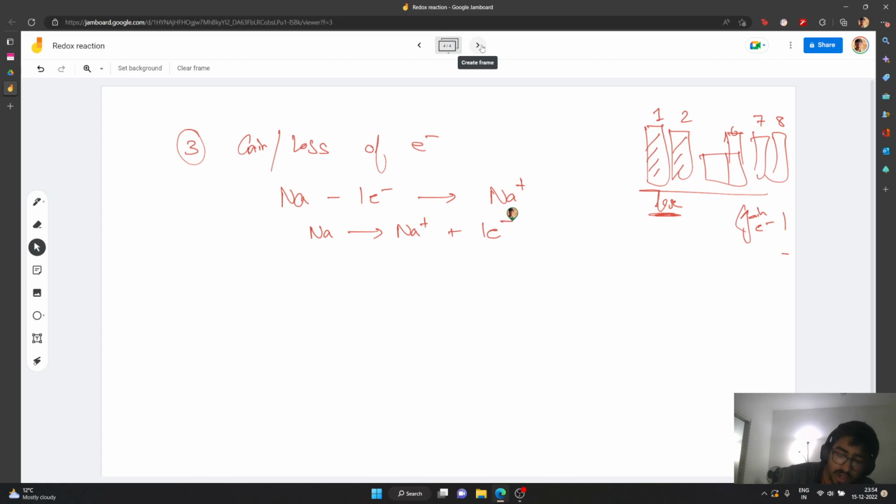So an electron is kind of given out, which is the same thing as the top reaction. It says it has lost an electron. The other is just saying that it is giving out an electron, which is the same thing. So in this case, from here to here, take a guess, will it be oxidation or reduction? This will be oxidation. It is losing electrons, so it is oxidation, right?